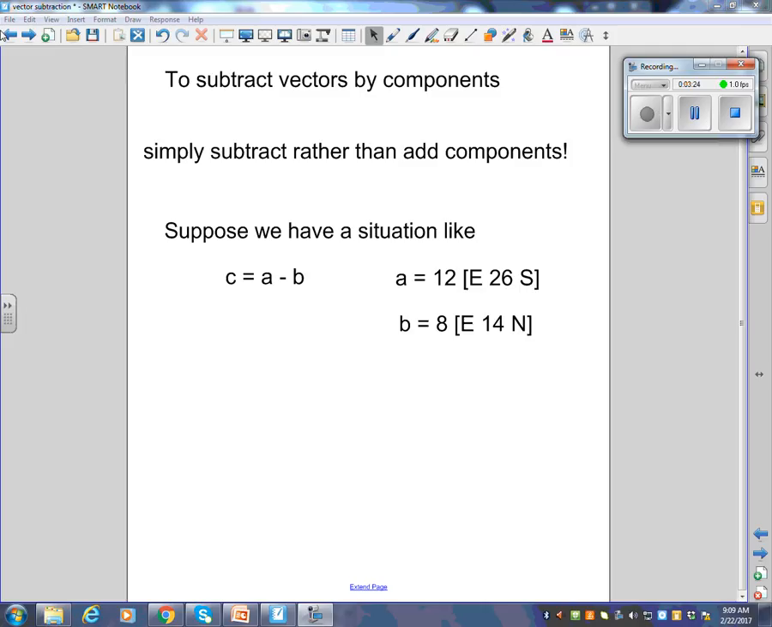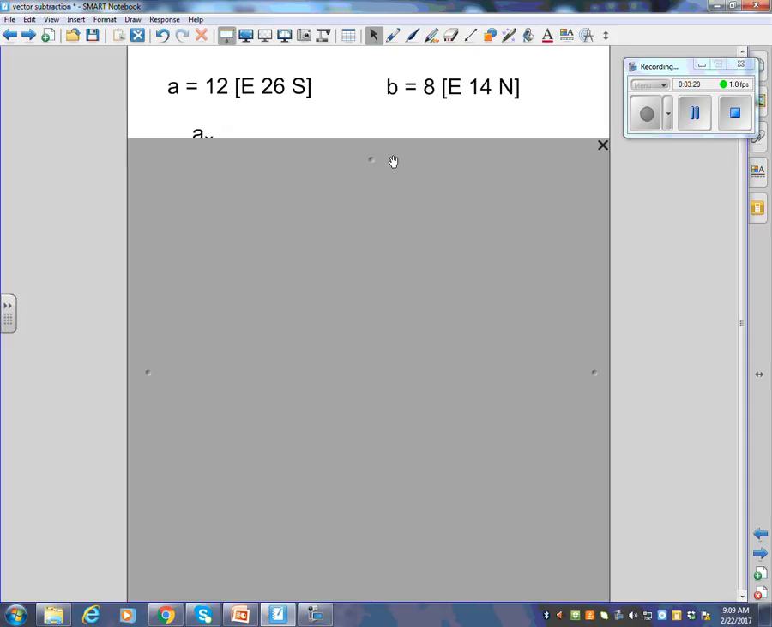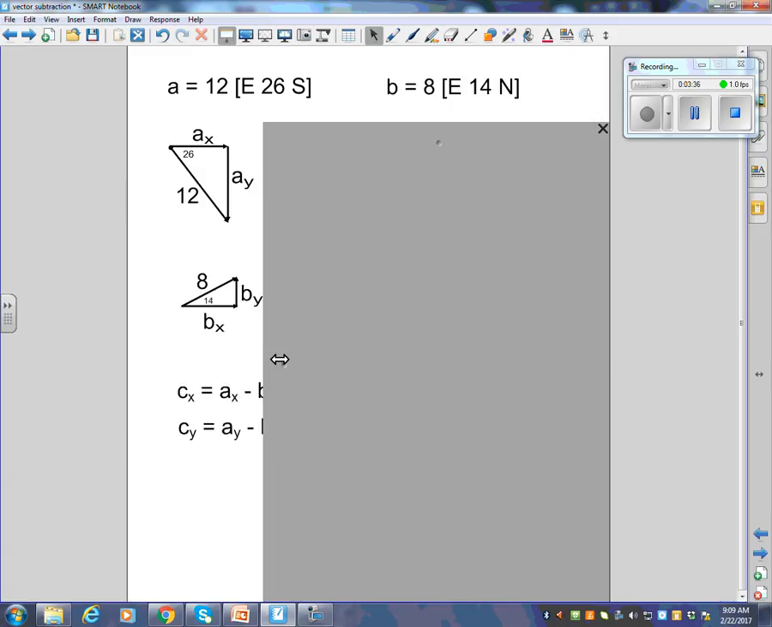So let's follow our steps from yesterday. There's A and B again. You've already got them. I just put them on this screen so I could refer to them. First I'm going to draw my pictures. There's vector A, east 26 south. I had a few people asking yesterday how you know how to draw it. You draw east, and then you draw south, in that order. East, south, 26 degrees, 12.